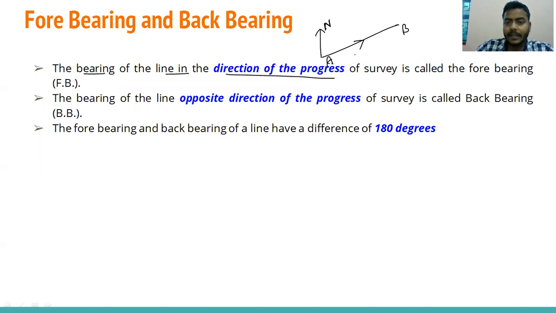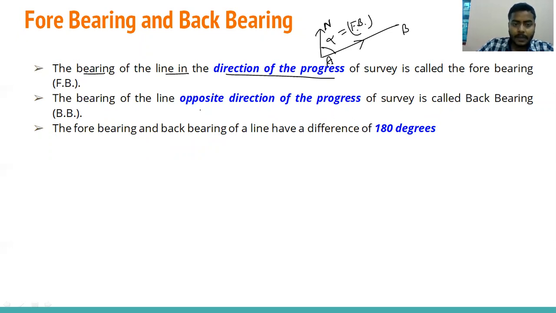AB, right? When you are taking the angle in the direction of progress of survey, like we are going A to B, we can take the angle, this is alpha. So alpha we can call a fore bearing. In short, F.B., fore bearing. Bearing means angle from the reference of a line, in the direction of progress of survey. That is called fore bearing.